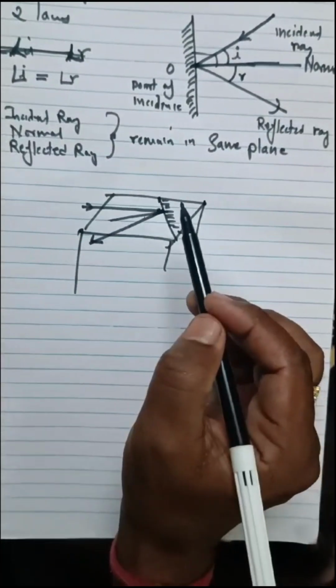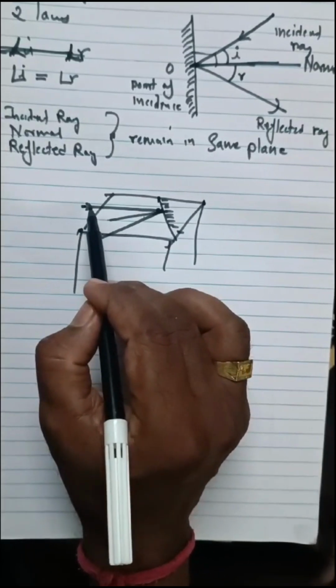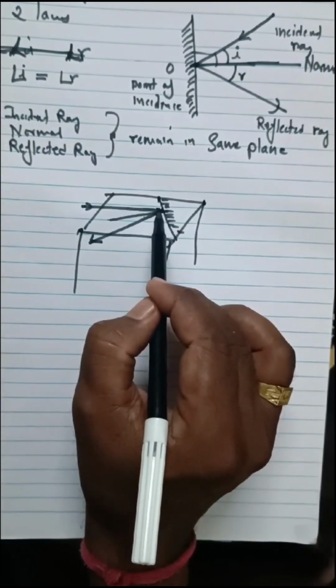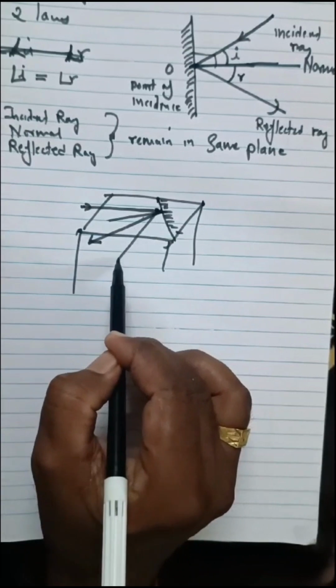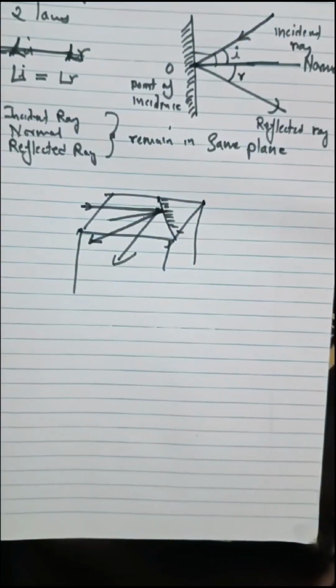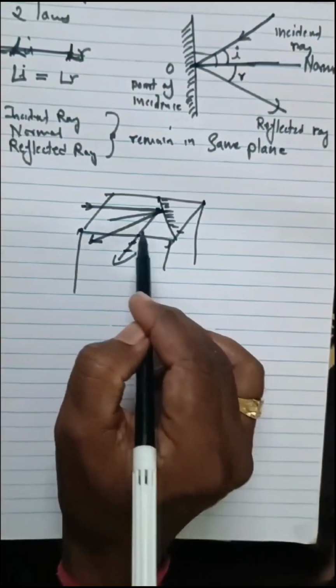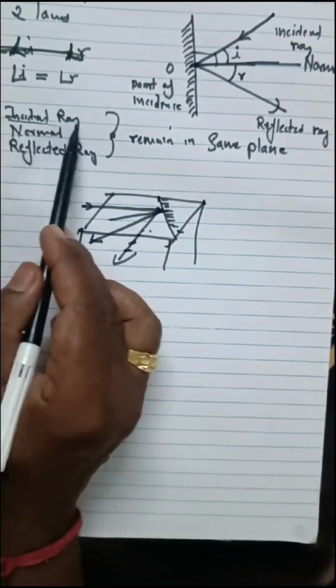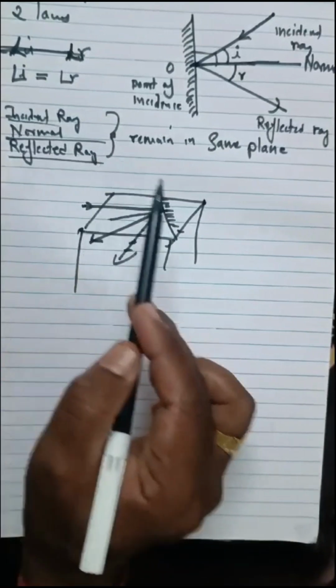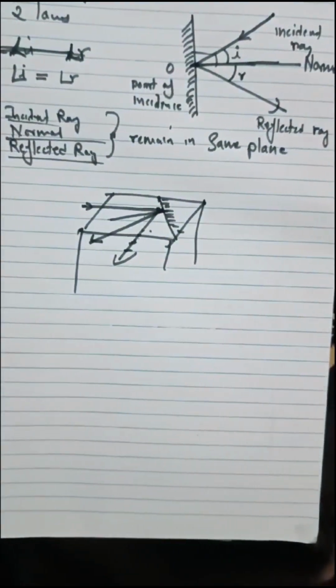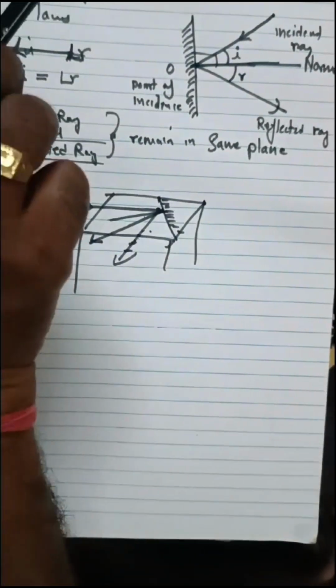What I mean to say is, if the incident ray is coming along the surface, the reflected ray cannot go below the table. No, this is not possible, as the law says that the incident ray, normal, and the reflected ray all should lie in the same plane.